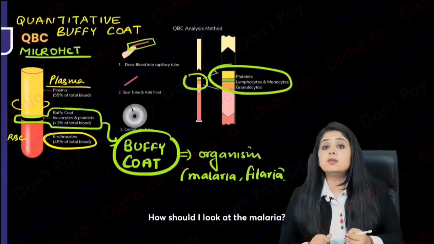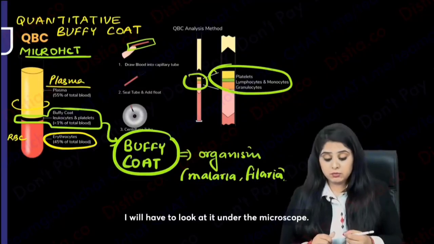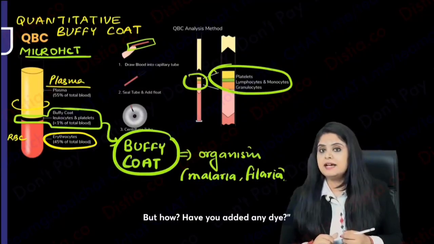Now what? How should I look at the malaria? If I have to look at malaria, I'll have to look at it under the microscope. But how? Have you added any dye?